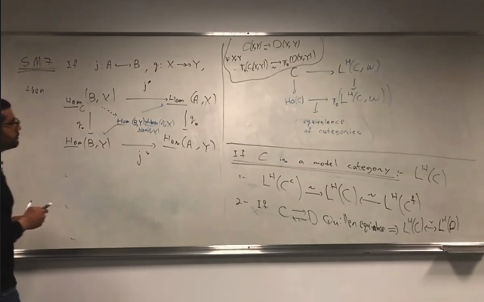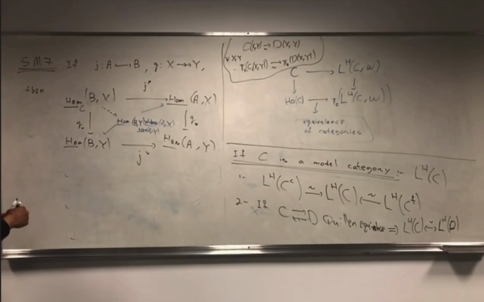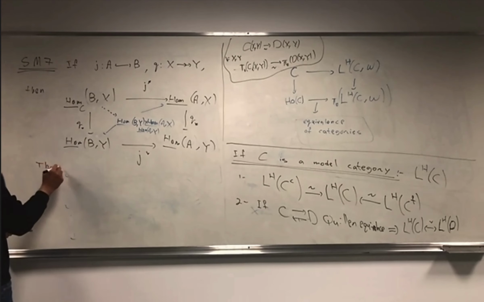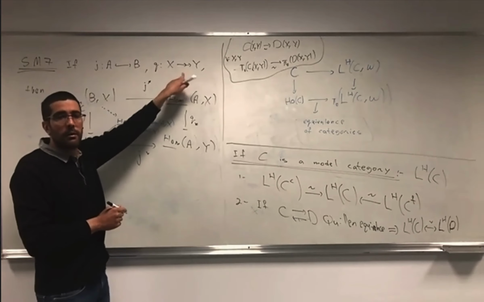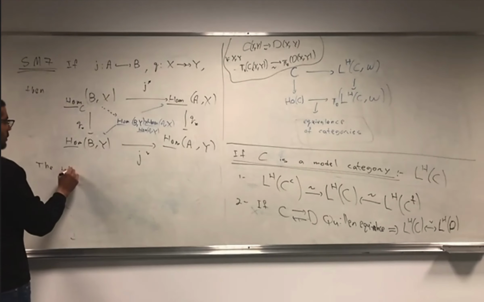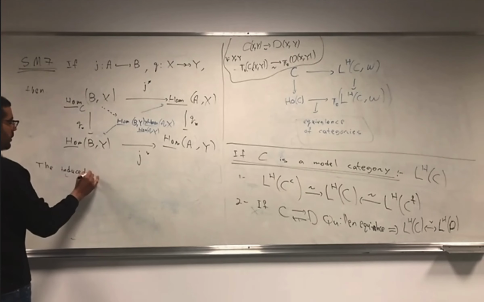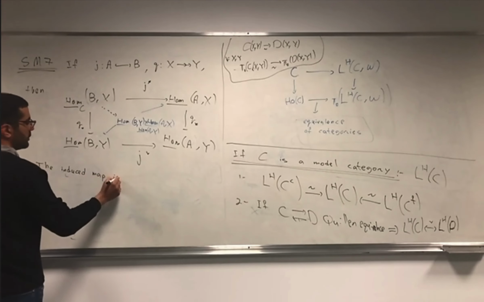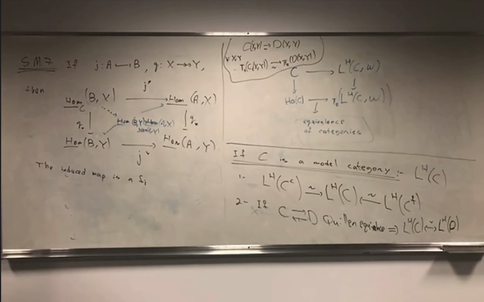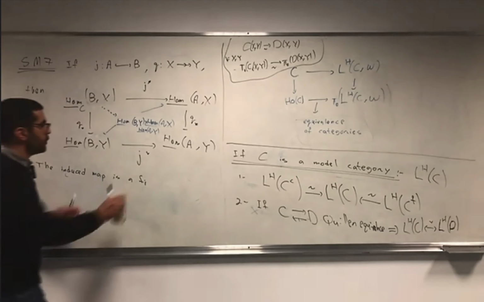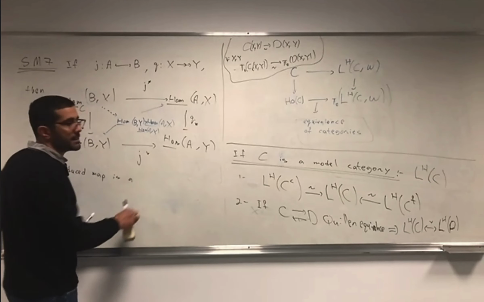To here, and the condition is that the induced map is a fibration. If this is a cofibration and this a fibration, okay, the induced map is a fibration. A fibration where? Let me say it can be a fibration, just to confuse, because this is in the world of simplicial sets.